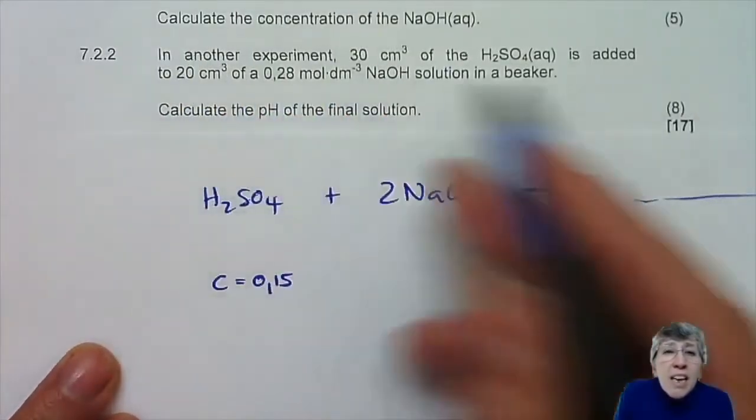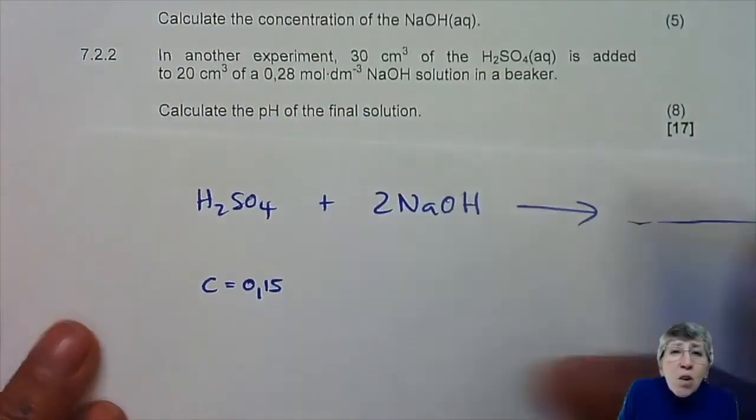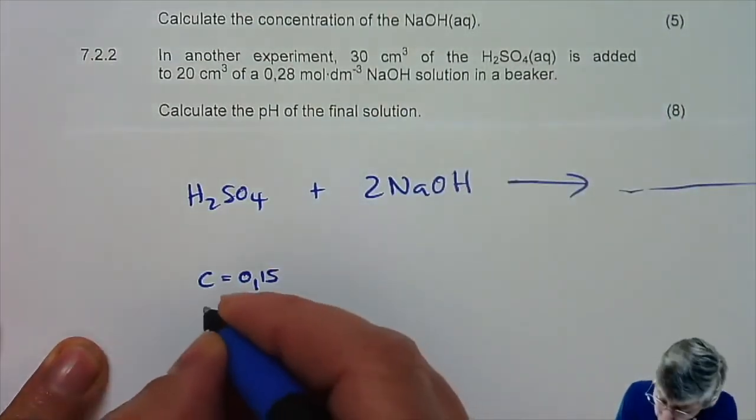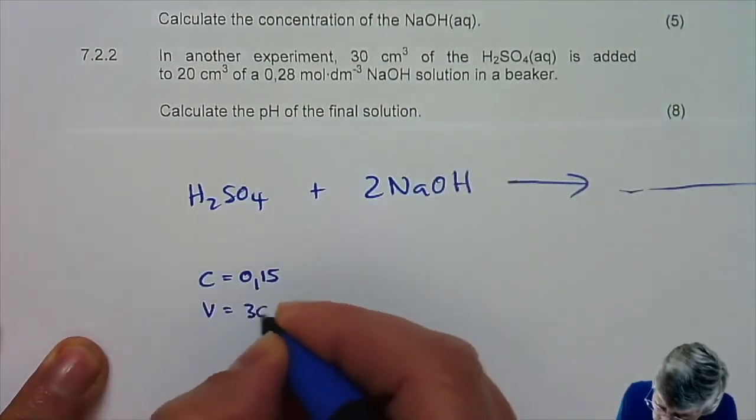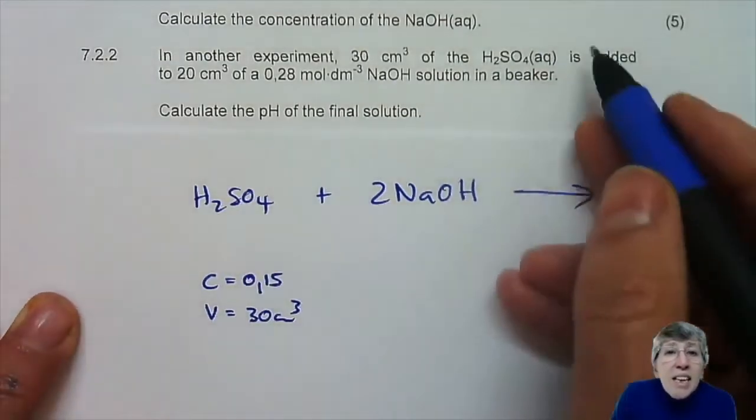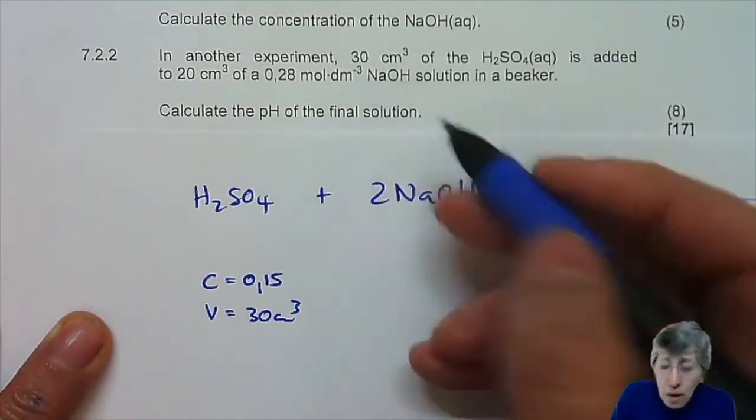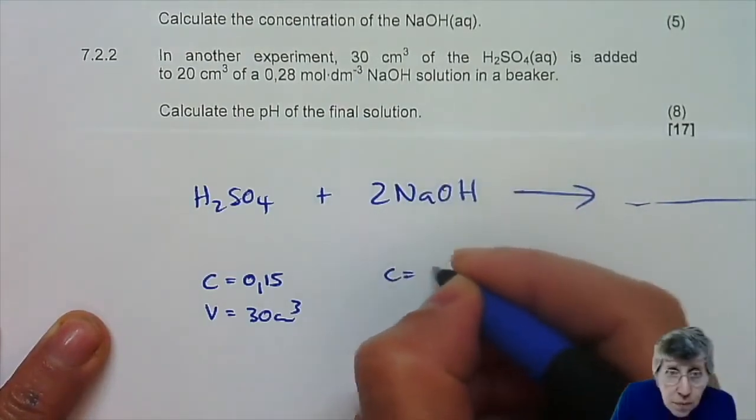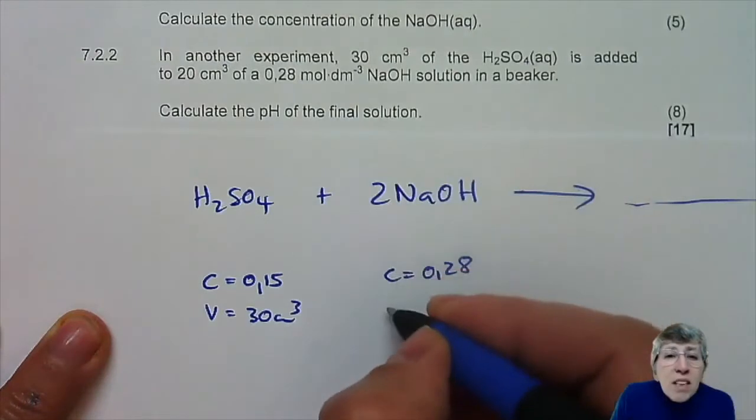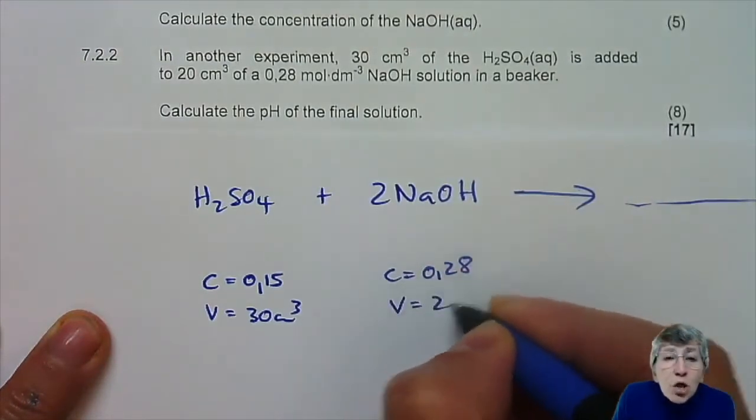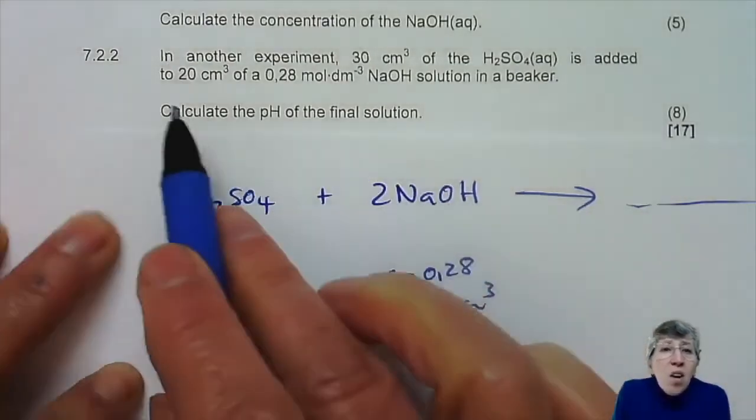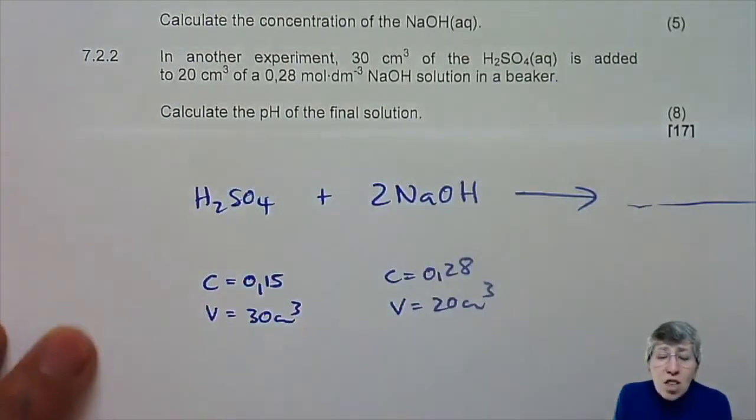Now, in another experiment, they are using 30 cube centimeters of this. So now they have a volume of 30 cube centimeters of this, and they're adding that to NaOH, concentration 0,28 moles per cube decimeter, and the volume there 20 cube centimeters. Now they ask us to calculate the pH of the final solution.